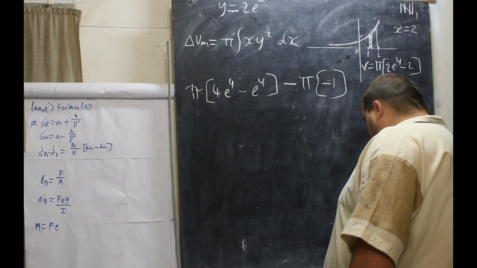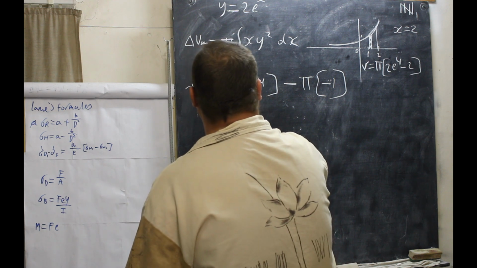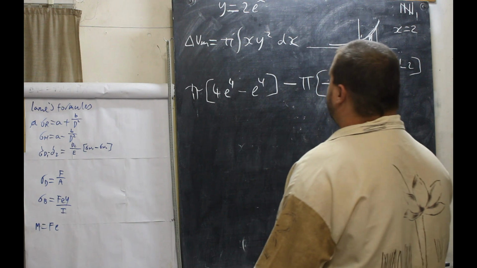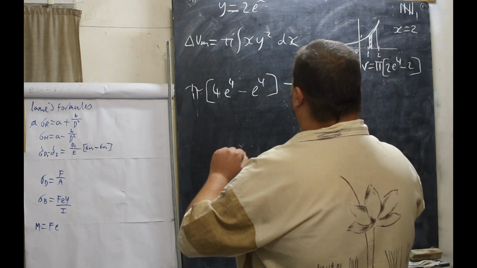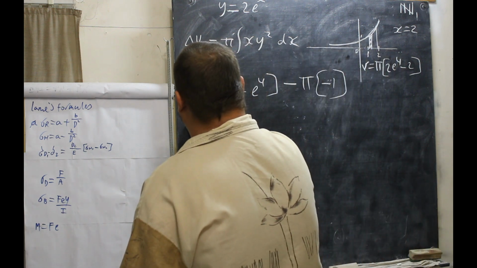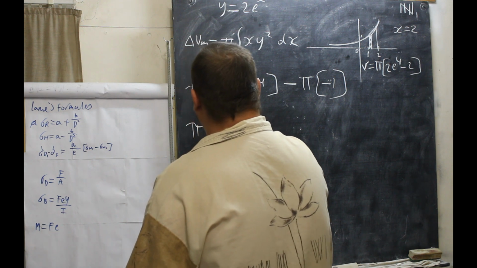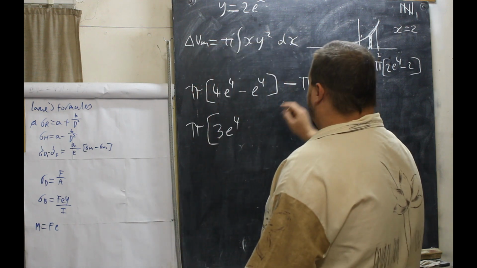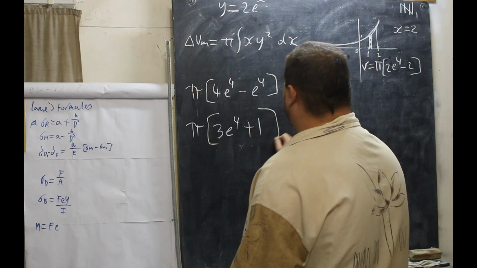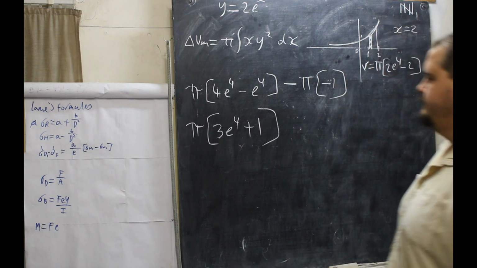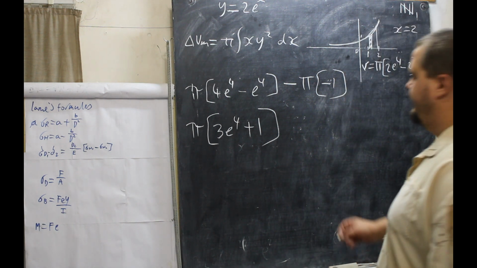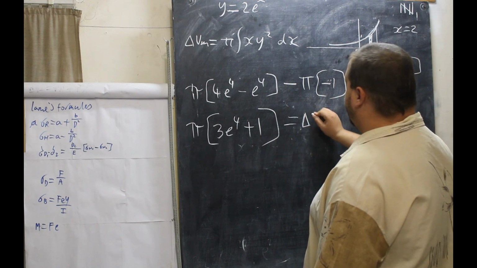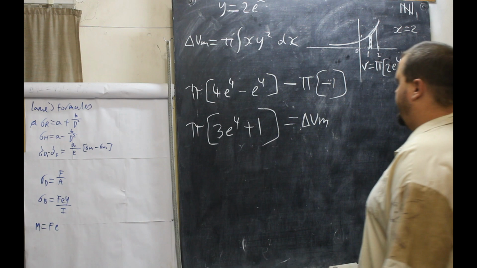So what we are left with essentially, now this pi can come here, or we can actually take like terms. So, pi times 3e to the 4, minus minus is a plus 1, like so. This equals the change in V, your volume moment.